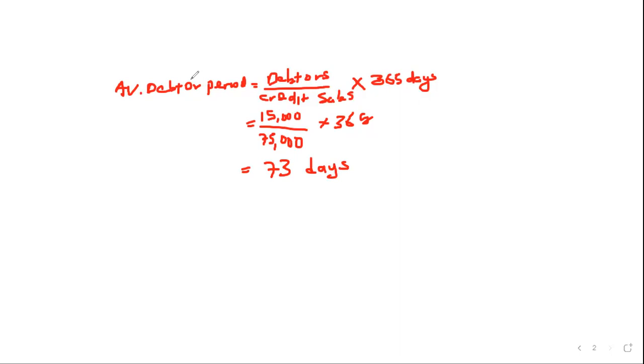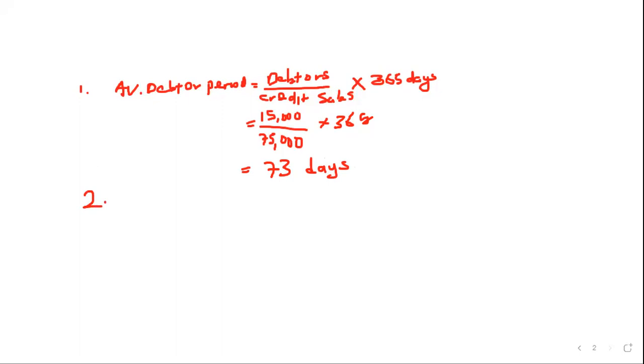So meaning that the debtors for the business, they are taking 73 days to pay for the credit sales that we sold to them. So we sold goods to our debtors or customers. Now they are taking 73 days to pay. This is what it means.